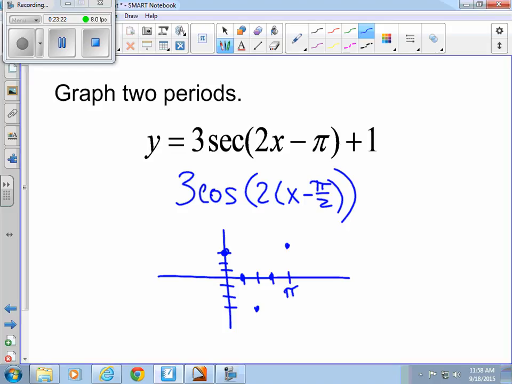So I'm going to shift this right pi over 2, which is how far? Why is it 2 tick marks? Pi is here, so half of it would be here. So that's 2 tick marks. So I'm going to pick each one up and move it 2 tick marks over.